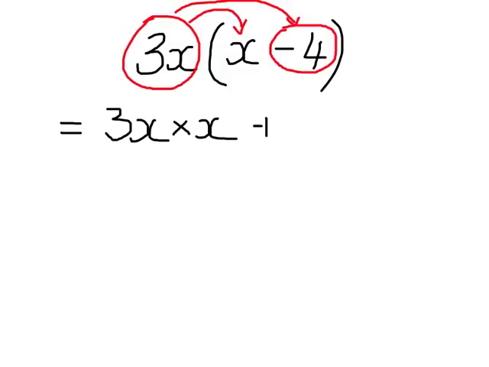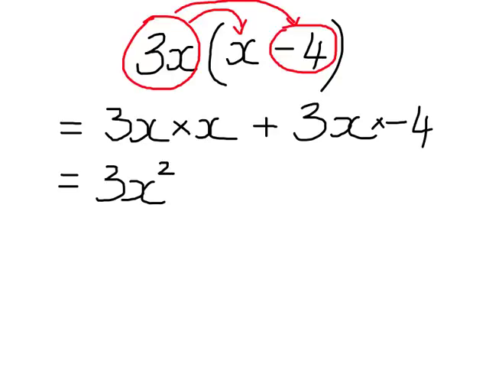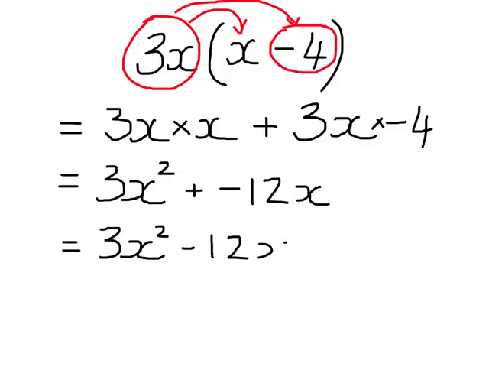I suppose you could say here we're actually adding 3x times negative 4. And so we're going to simplify that. So 3x times x is 3x squared. Let's say we're adding still, but it's 3x times negative 4, so 3 times negative 4 is negative 12, so it's negative 12x. But obviously we don't add a negative, we just subtract, so here it equals 3x squared minus 12x, and there is our answer.